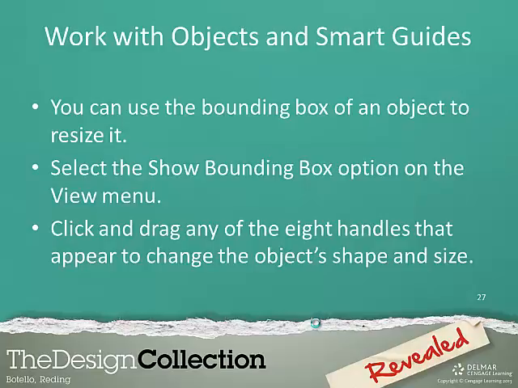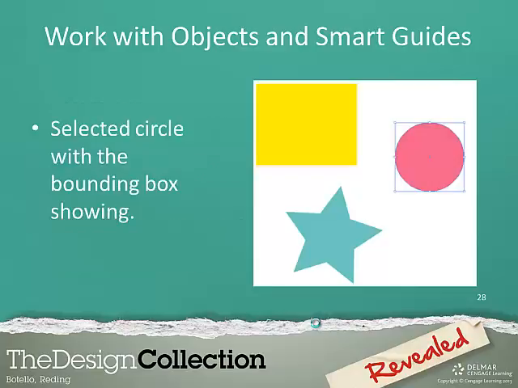One of the most straightforward options is to use the bounding box. Select any object or multiple objects, then click Show Bounding Box on the View menu. Eight handles appear around the selected object. Click and drag the handles to change the shape and size of the object. So this here shows a bounding box around your pink circle.